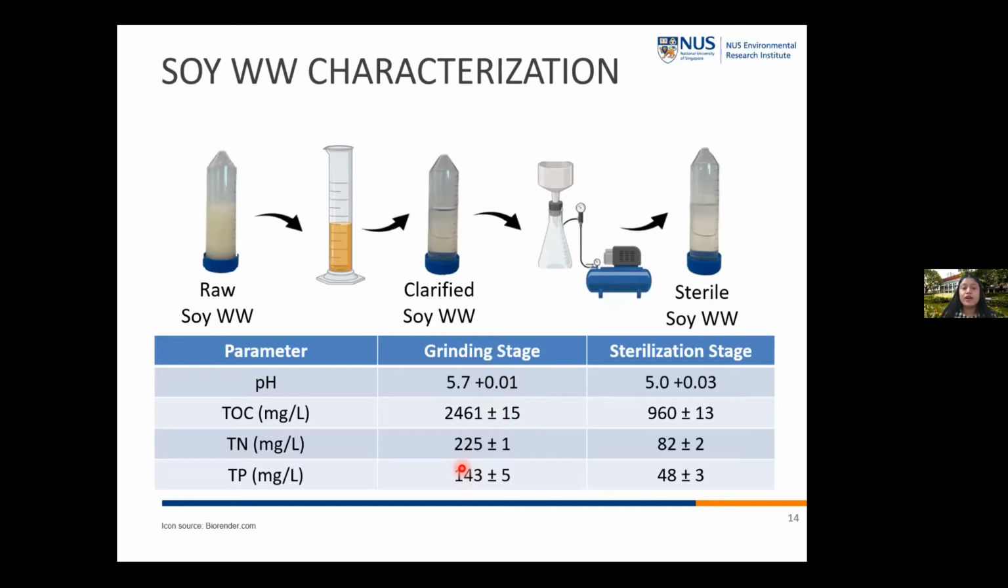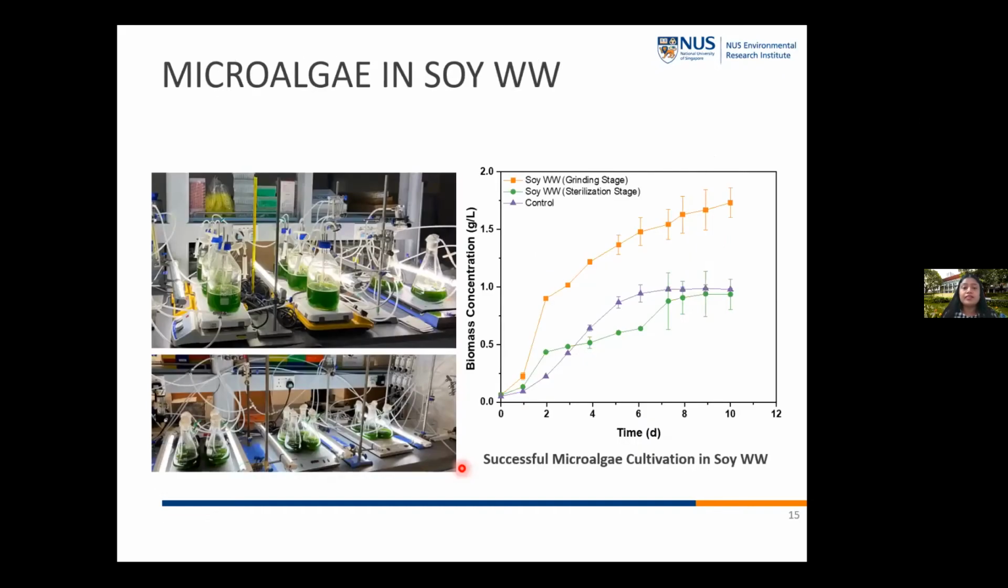So what we found was, we started cultivating the microalgae in the soy wastewater directly. The only thing that we did was change the pH from 5.7, which was the original pH, to 7, because microalgae can grow better between 6 to 8.